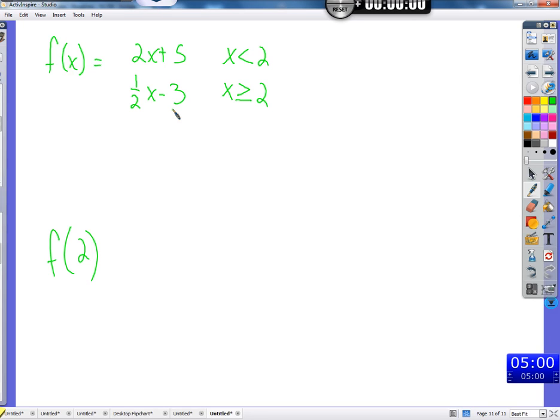Okay? So without this, we didn't have a place to put 2. But now that we're saying, okay, if x is 2 or if x is greater than 2, then use this function. Does that make sense? You know piecewise functions. Okay? That's what it is. So f of 2, you would put in there. What would we do with f of 1? We use the first one.